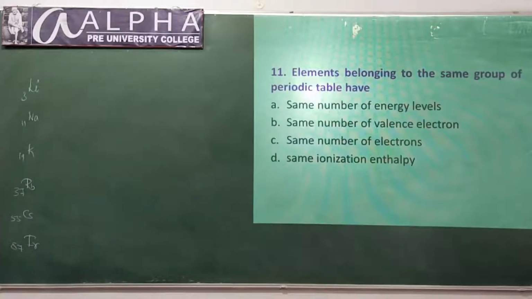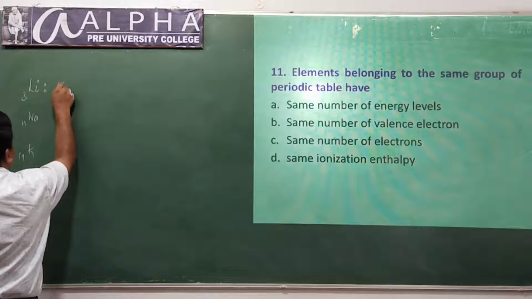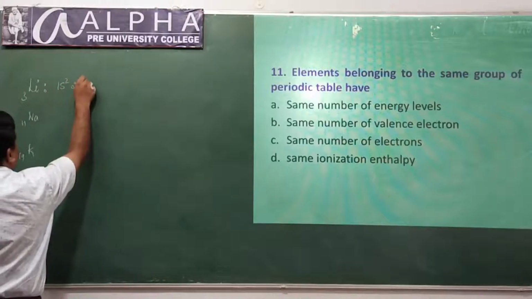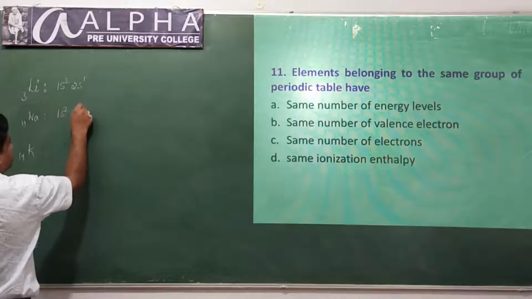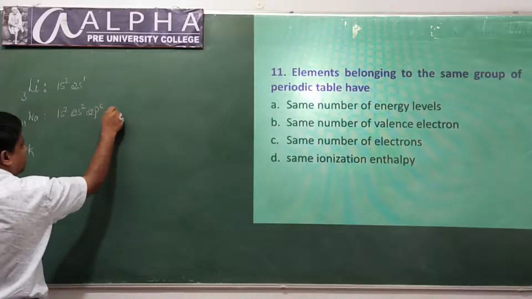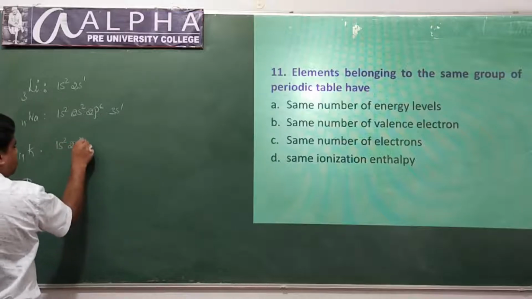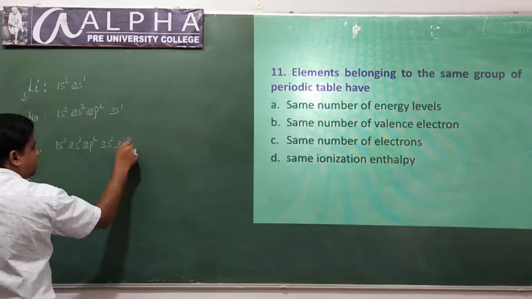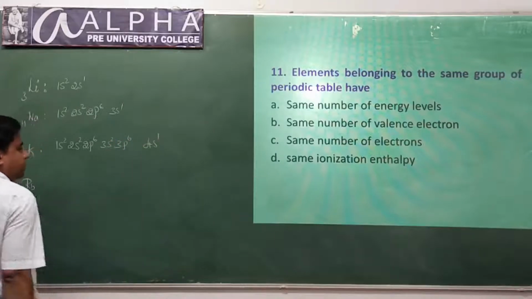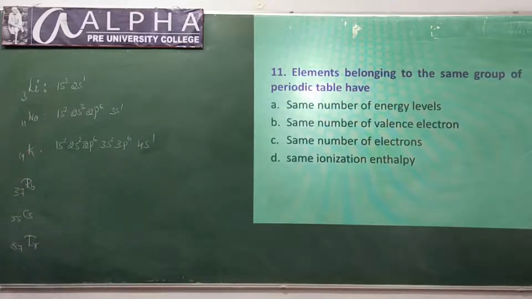Now let me write the electronic configuration of these elements. Lithium is 1s2 2s1. Sodium is 1s2 2s2 2p6 3s1. Potassium is 1s2 2s2 2p6 3s2 3p6 4s1.